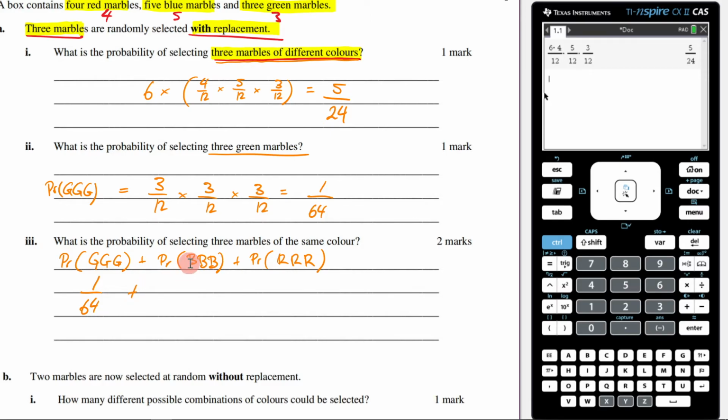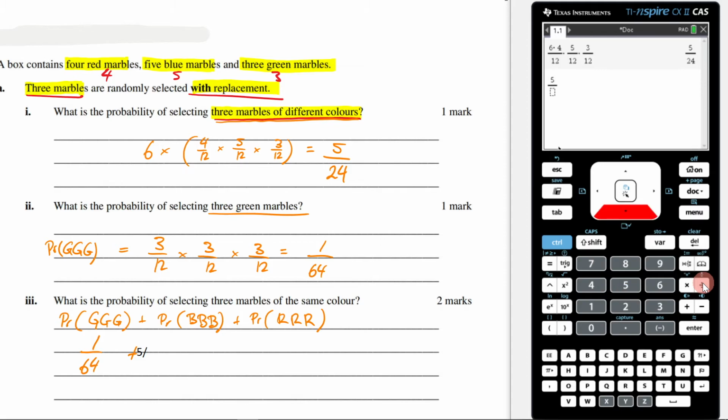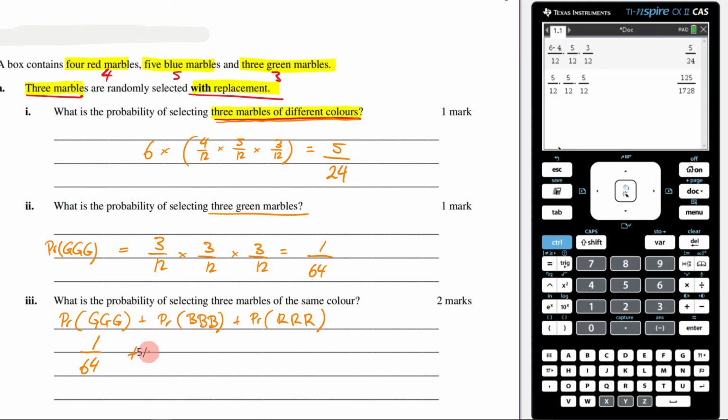So the probability of BBB is, well, there are 5 blue marbles, so it's going to be 5 on 12, cubed. Let's see if I can cheat a bit here. There we go. Wow, that's a big number. Plus 125 on 1728.